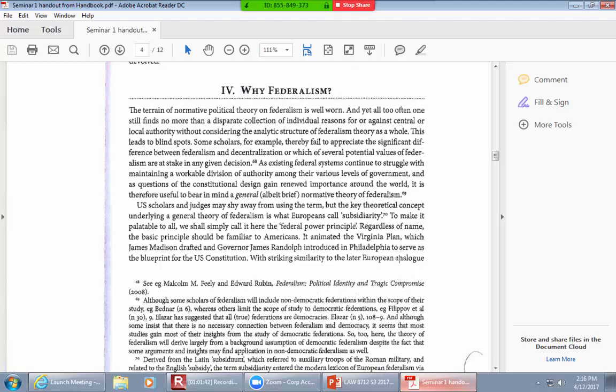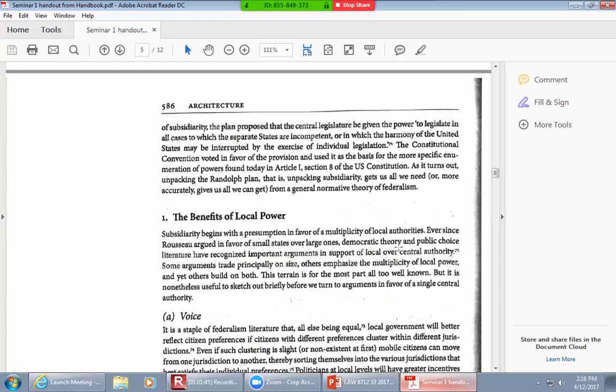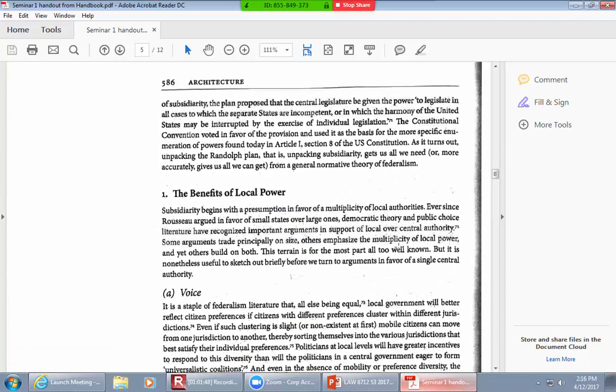So on the following page, it says there, so he's talking about subsidiarity, and he talks about it in terms of the blueprint for the US Constitution, and says the plan proposed that the central legislature, so the federal government, be given the power to legislate in all cases to which the separate states, the United States, are incompetent, or in which the harmony of the United States may be interrupted by the exercise of individual legislation.